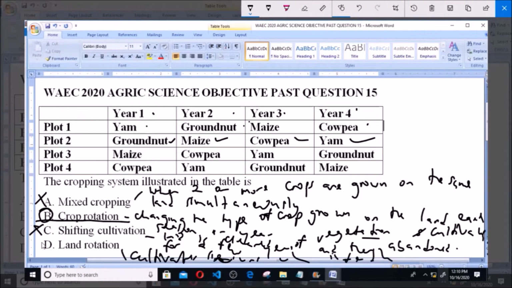So as we have rightly established, option B, crop rotation, is the correct answer to this question.